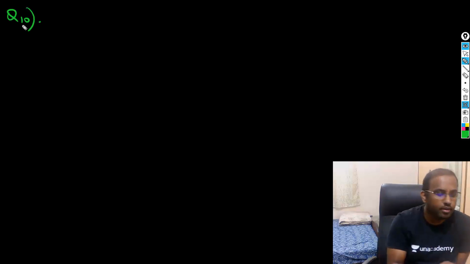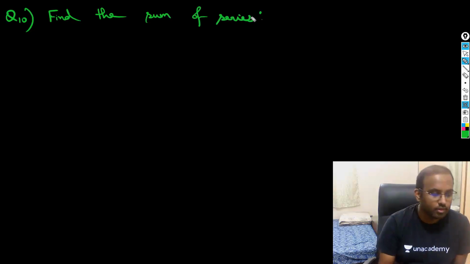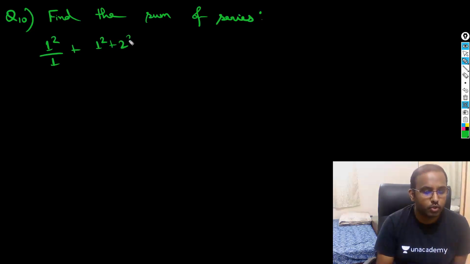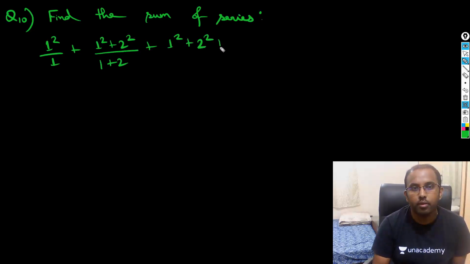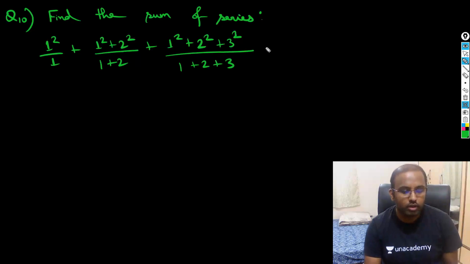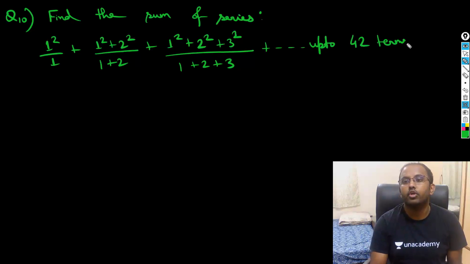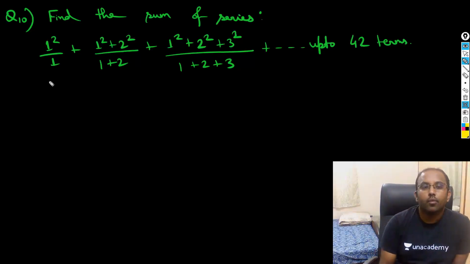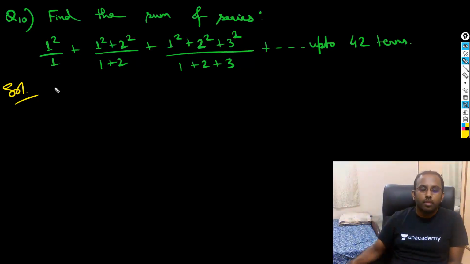And in this question number 10, again, we have to find the sum of series. Sum of series like 1 square upon 1, plus 1 square plus 2 square upon 1 plus 2, plus 1 square plus 2 square plus 3 square upon 1 plus 2 plus 3, and this will go till up to 42 terms here. Now let's calculate the value.